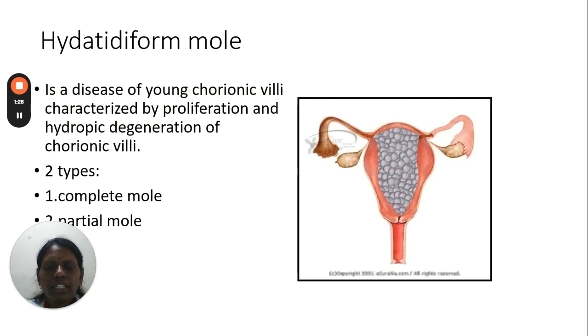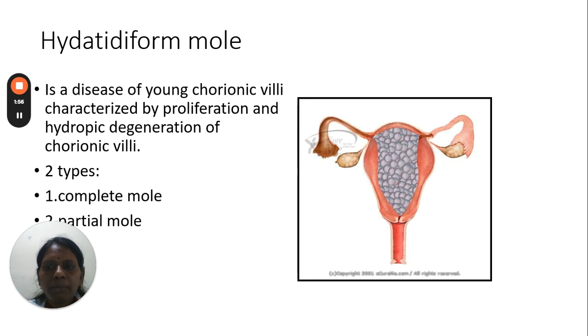Hydatidiform mole is a disease of chorionic villi characterized by proliferation and hydropic degeneration of chorionic villi. There are two types, complete mole and partial mole. In complete mole, there is a duplication of the paternal chromosomes, but in partial mole, it is a triploidy.